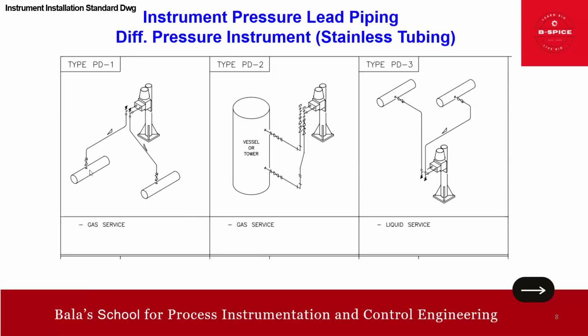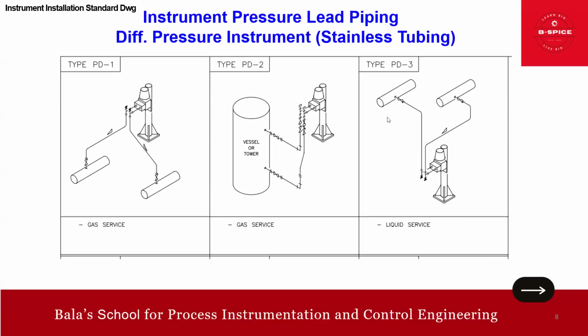See, here differential, right? Two lines, and it's connected to your instrument with a sufficient slope moving upwards, right? Yes. Then this is for the gas service. Again, this is on the vessel. This is on the pipe, and this is on the vessel or tower. So you have a high tapping and low tapping and connected to the instrument with all equality, everything. So the point is the instrument is on the top because of the gas.